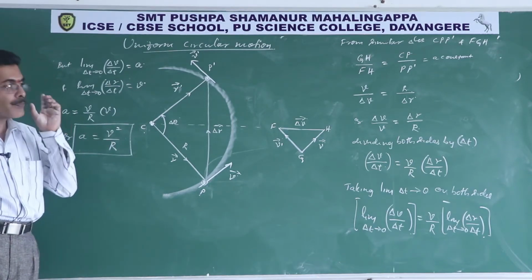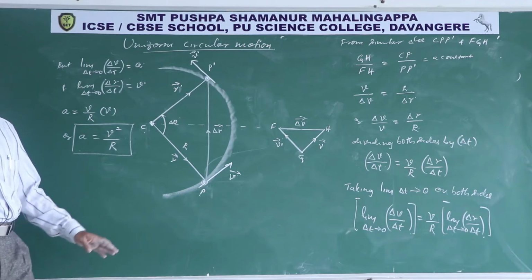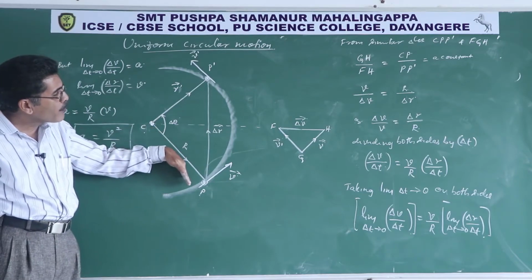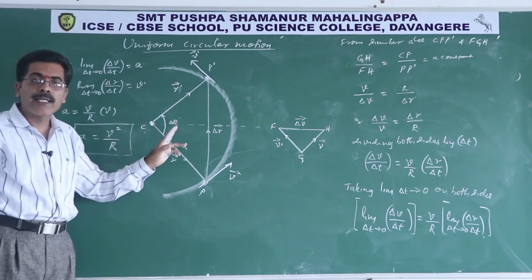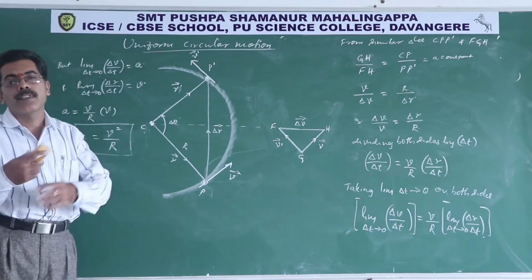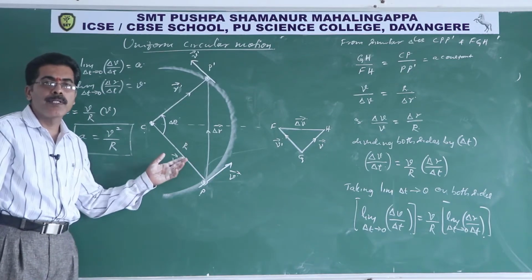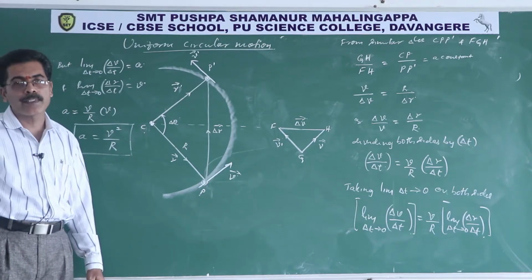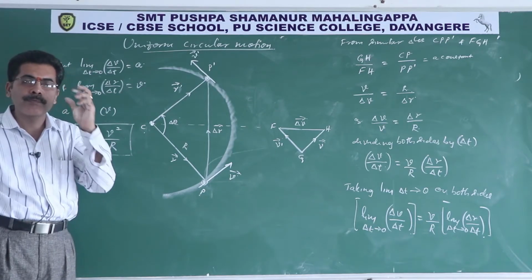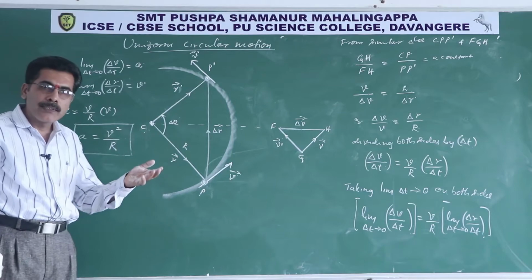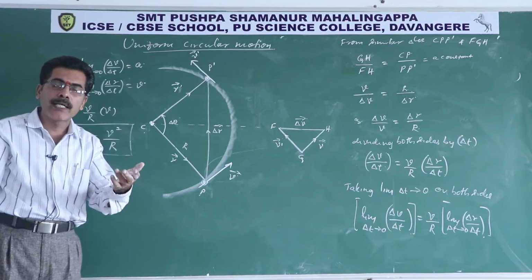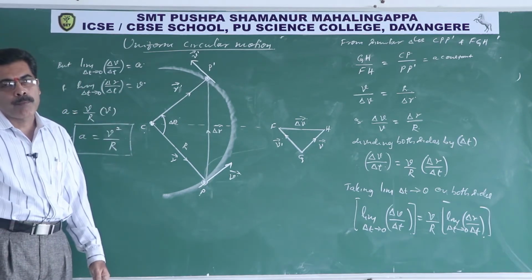The other way is that, when a particle is moving along the circular path, we have seen that the radius vector sweeps through an angle delta theta in a time delta t. Therefore, using angular velocity we can determine the expression for centripetal acceleration. Angular velocity is given by the time rate of change of angular displacement. Since it sweeps through an angle delta theta, we can write omega is equal to delta theta by delta t.